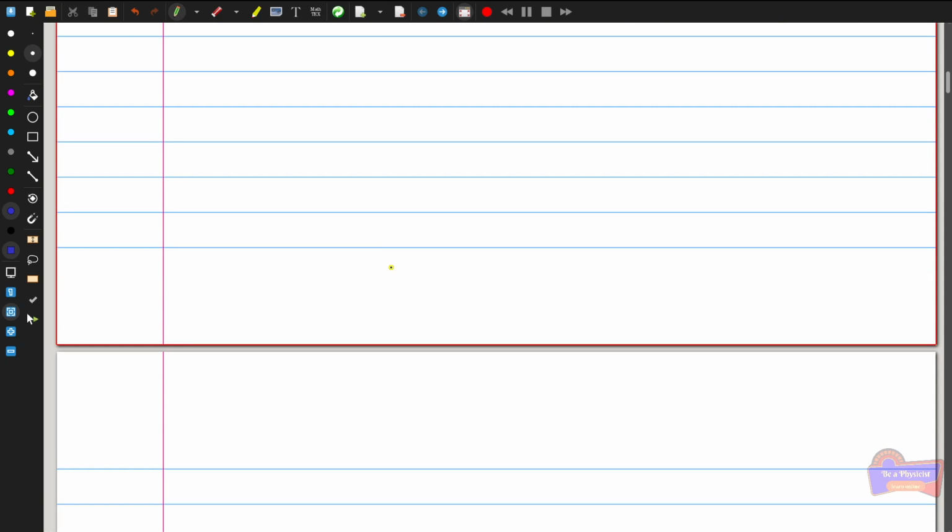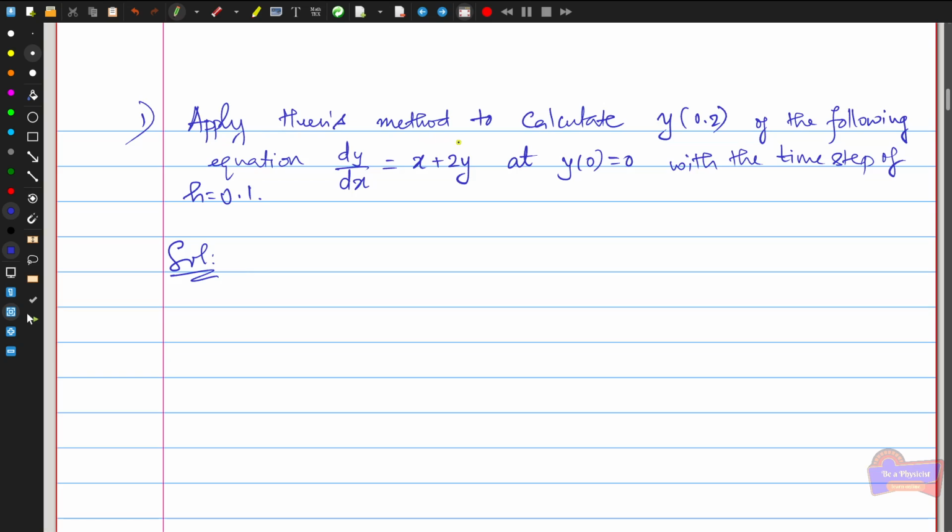So the first example is: apply Heun's method to calculate the value y of 0.2 for the following differential equation, dy by dx equal to x plus 2y, with the initial condition x equal to 0 and y equal to 0, with the time step h equal to 0.1. So the slope f of x comma y is x plus 2y, and the initial condition is x of 0 equal to 0 and y of 0 equal to 0 with h equal to 0.1.